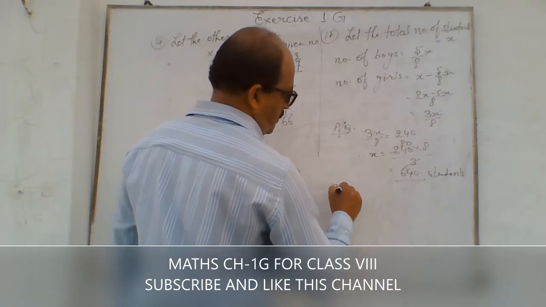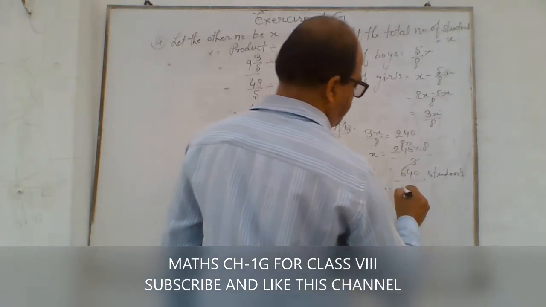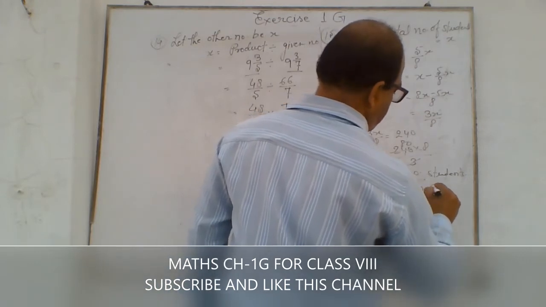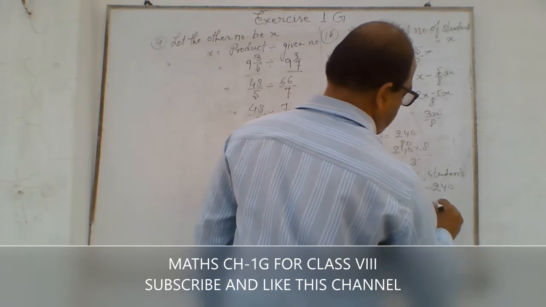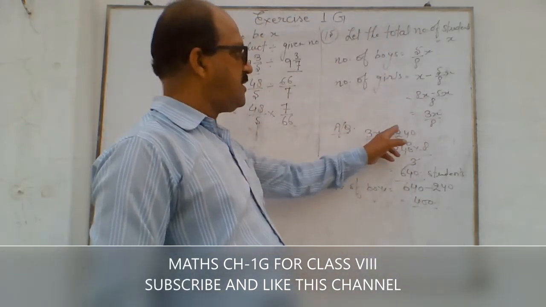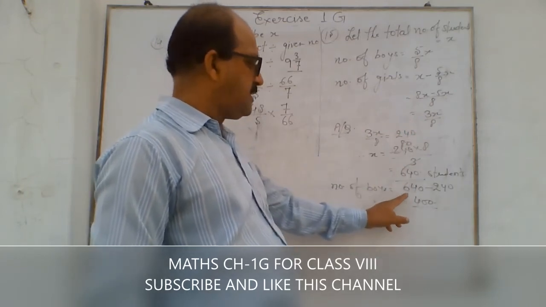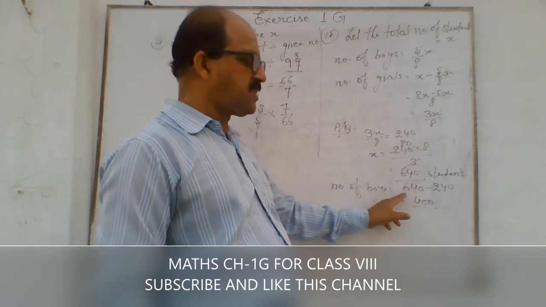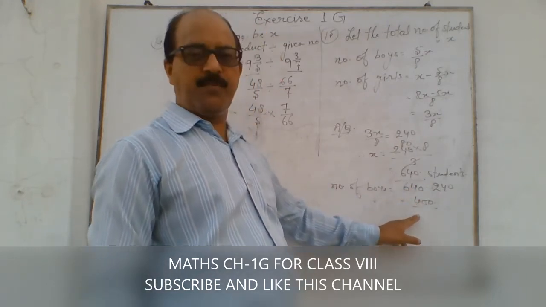Number of boys is equal to 640 minus 240, which is equal to 400. Because the number of girls, 240, is given, when we subtract the number of girls from the total strength, we get the number of boys.